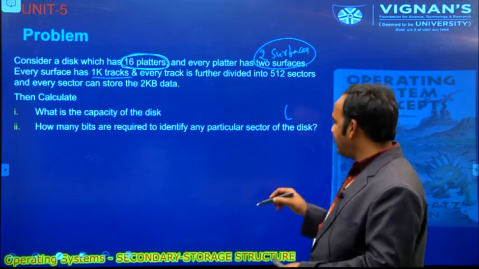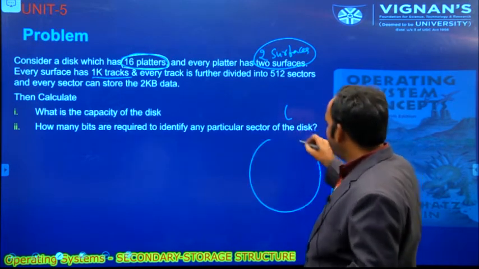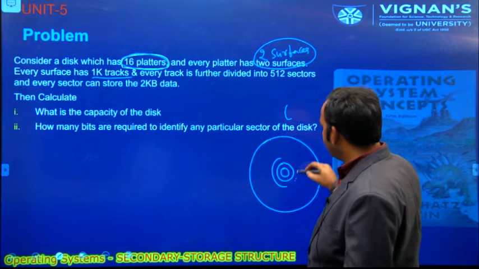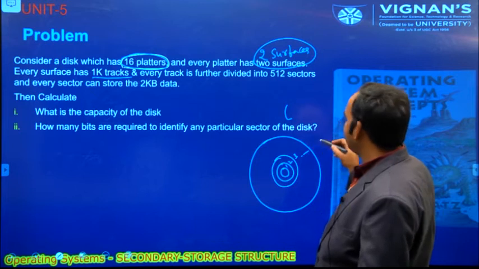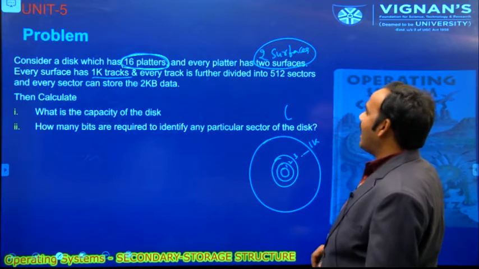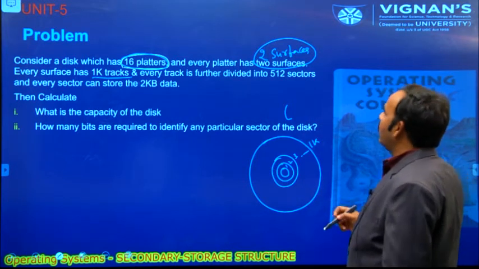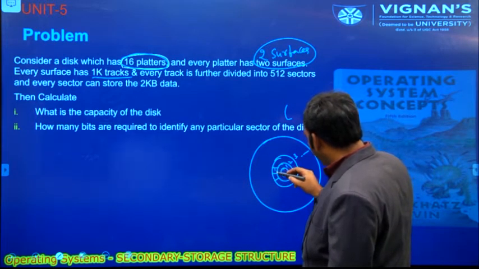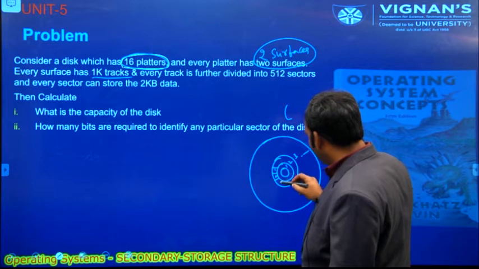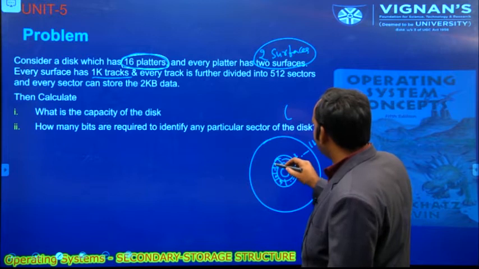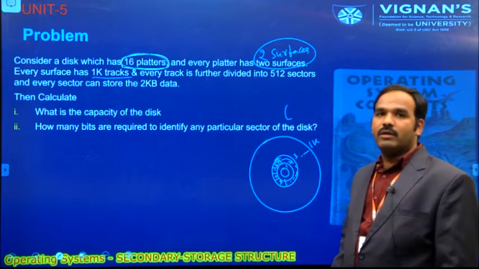How many tracks on every surface? There is a platter, and on that platter we have track 1, track 2, track 3, and like that 1K tracks. Again, every track is further divided into 512 sectors: sector 1, sector 2, sector 3, and so on. The last sector is 512.